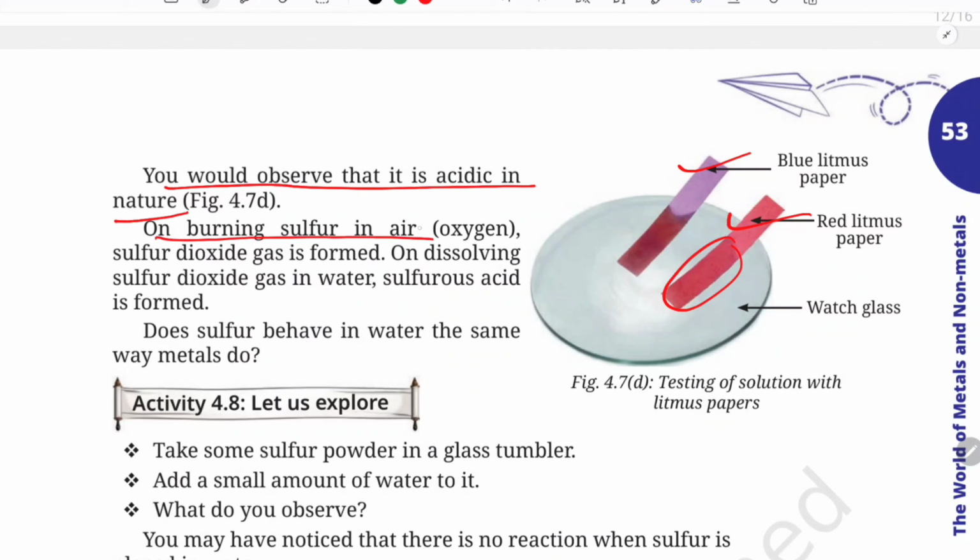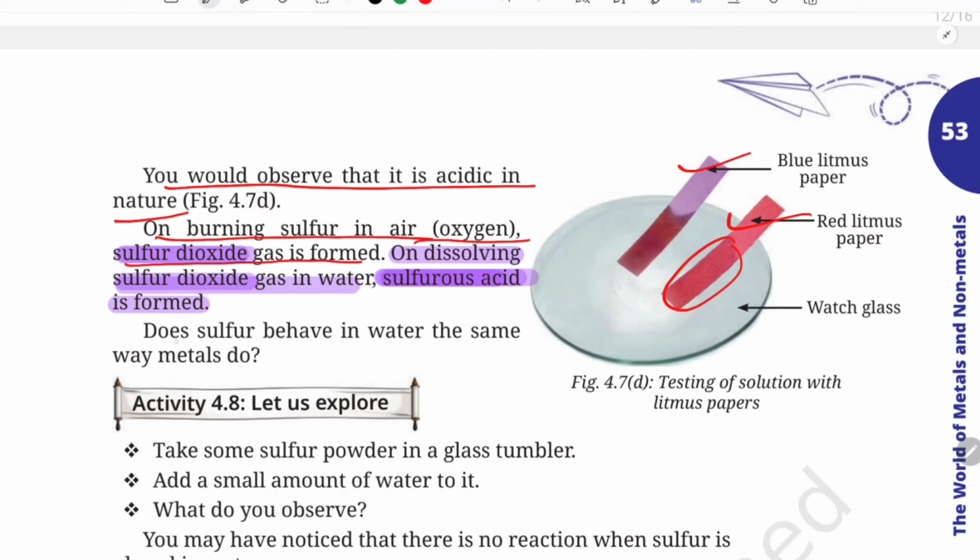On burning sulfur in air, that is in the presence of oxygen, sulfur dioxide gas is formed. The gas which was formed inside is known as what? Sulfur dioxide. And on dissolving sulfur dioxide gas in water, sulfurous acid is formed. So when we add water to the sulfur dioxide, it becomes sulfurous acid. Is it clear? Sulfurous acid. You need to remember this.